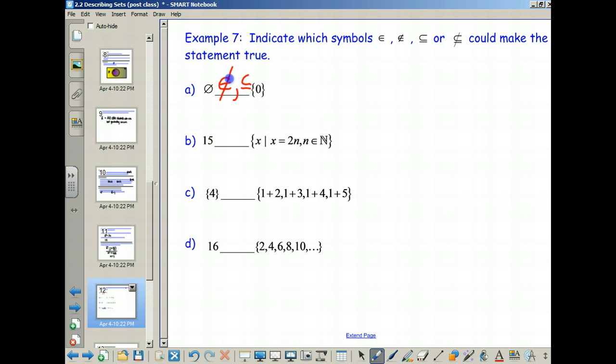Okay, let's do something that's not empty. How about this one? 15. Element or not an element? Is 15 an element of the set on the right? Why not? There you go. I like what you said at the end there, Lauren. The set on the right is all the numbers that have been multiplied by 2. How else do you describe all those numbers on the right? Even. They're even. This right here is just a fancy description of the even numbers, right?